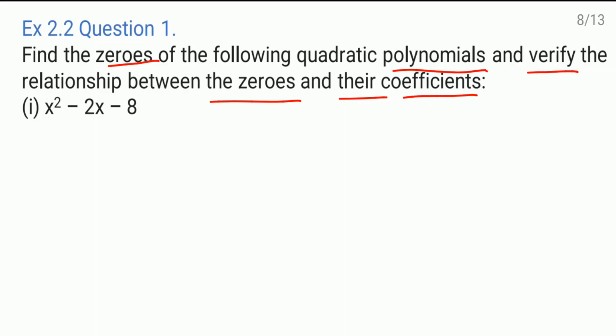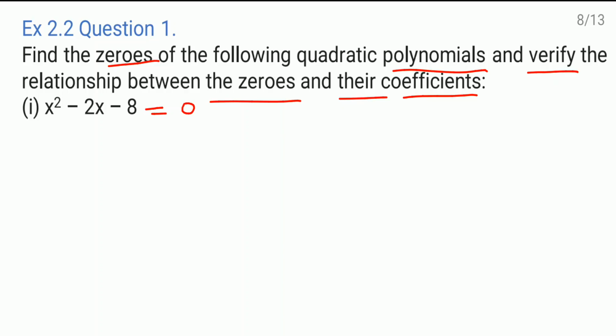Now here you should know what are the coefficients. The coefficient of x square is 1. Coefficient of x is minus 2. And the constant term is minus 8. You should know these values, right? Now we need to find out the zeros. To find out the zero, we'll write down this polynomial which is equal to 0.